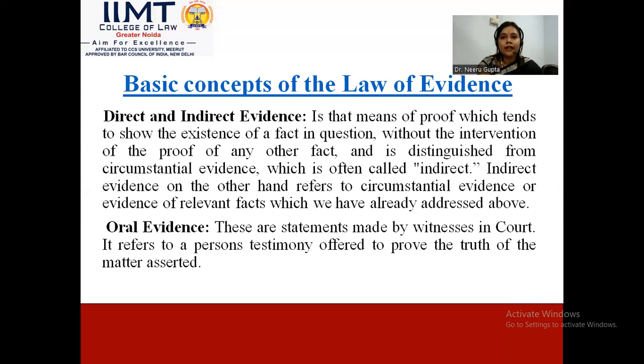Direct and indirect evidence. Direct evidence is that means of proof which stands to show the existence of a fact in question without the intervention of the proof of any other fact, and it is distinguished from circumstantial evidence, which is often called indirect. Indirect evidence, on the other hand, refers to circumstantial evidence or evidence of relevant facts which have been discussed above.